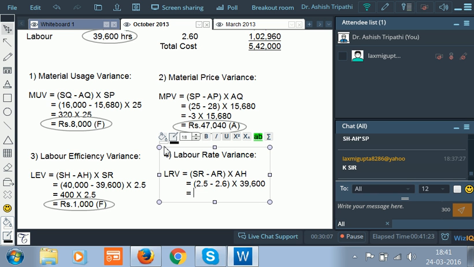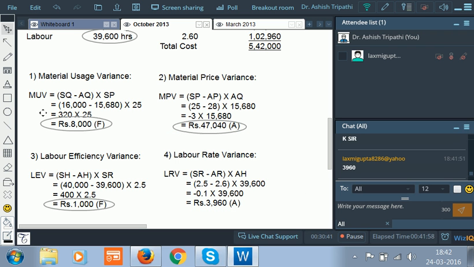So that is equal to 2.5 minus 2.6 will give you minus 0.1 into 39,600. So we will get rupees 3,960, and we will say this as adverse.